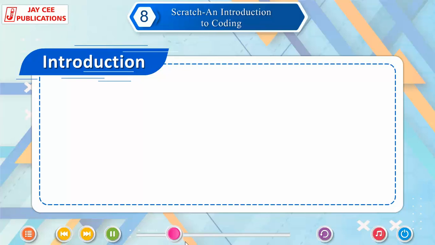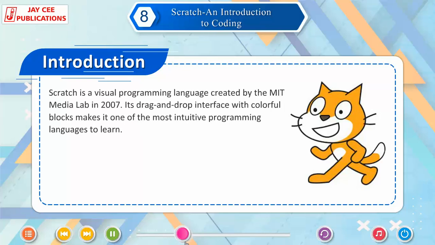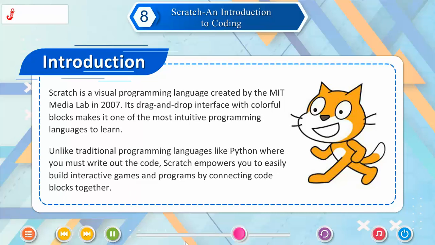Introduction. Scratch is a visual programming language created by the MIT Media Lab in 2007. Its drag and drop interface with colorful blocks makes it one of the most intuitive programming languages to learn. Unlike traditional programming languages like Python, where you must write out the code, Scratch empowers you to easily build interactive games and programs by connecting code blocks together.